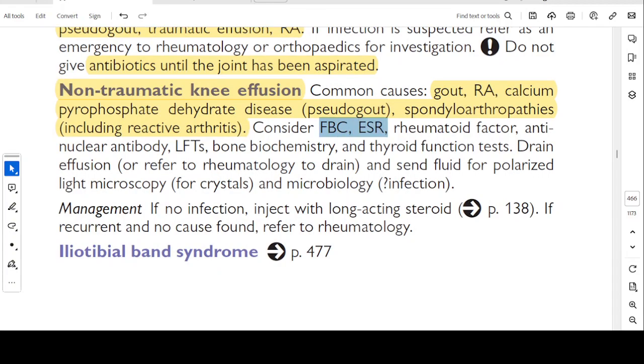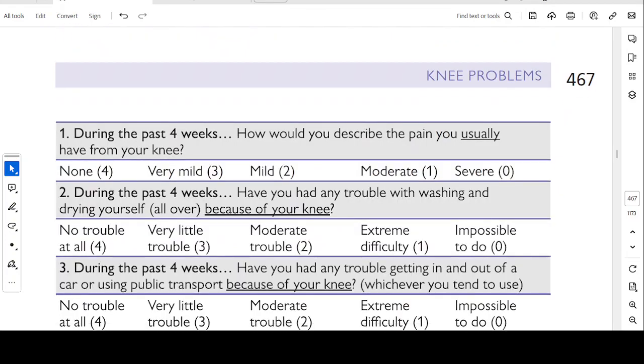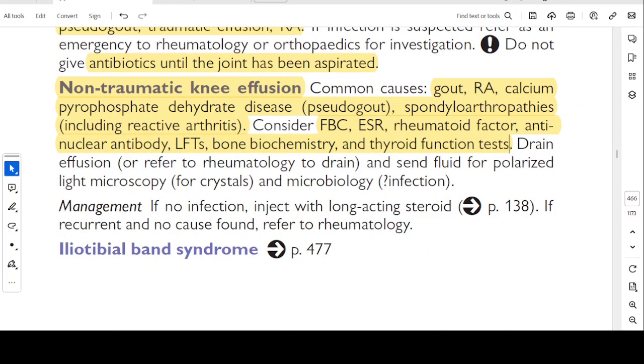Consider FBC, ESR, rheumatoid factor, anti-nuclear antibodies, LFTs, bone biochemistry, and thyroid function tests. Drain the effusion, or refer to rheumatology to drain. Send the fluid for polarized light microscopy for crystals and microbiology for infection. Management: if no infection, inject with long-acting steroid. If recurrent and no cause found, then refer to rheumatology.